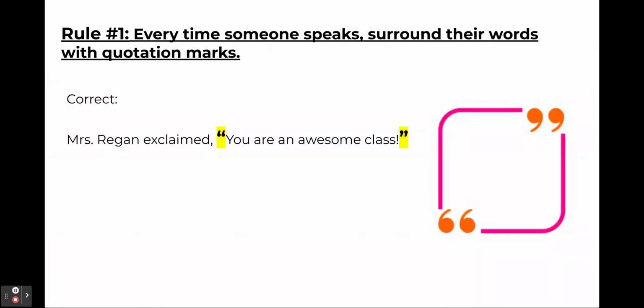So rule number 1 is every time someone speaks, surround their words with quotation marks. So for example, Mrs. Regan exclaimed, "You are an awesome class." I'm saying that out loud for people to hear, so therefore you just put quotation marks around what is being said.